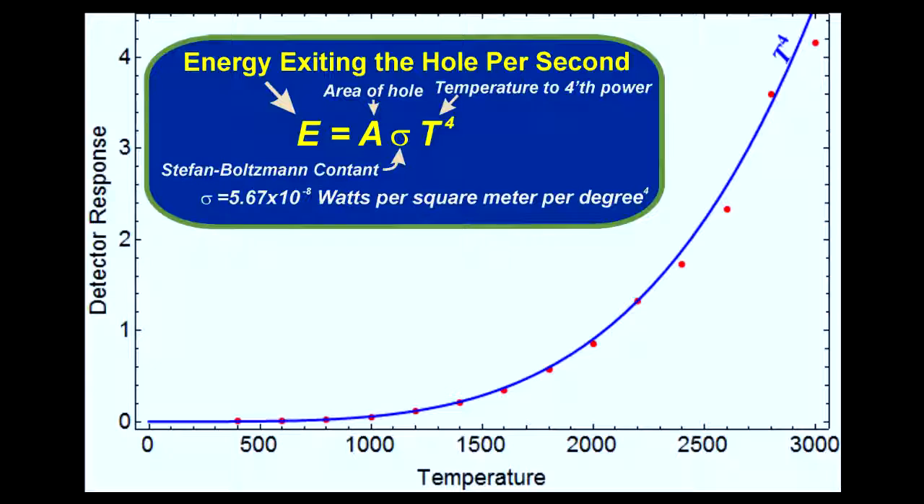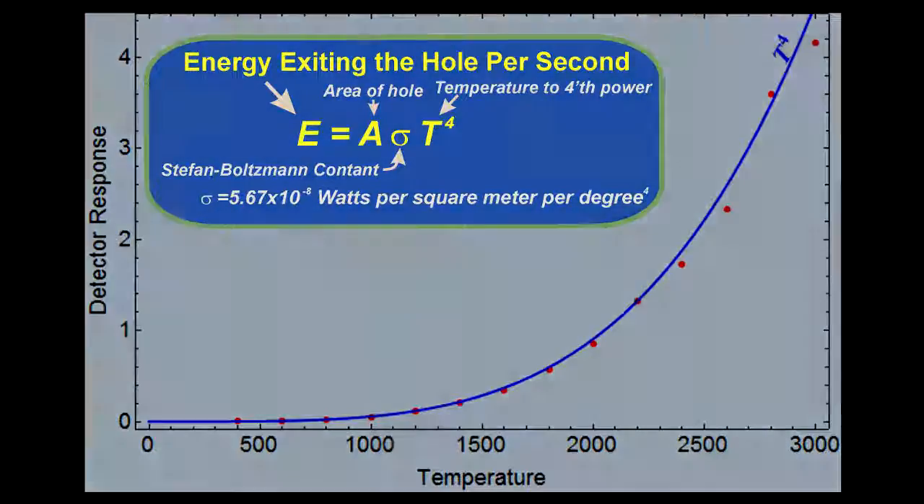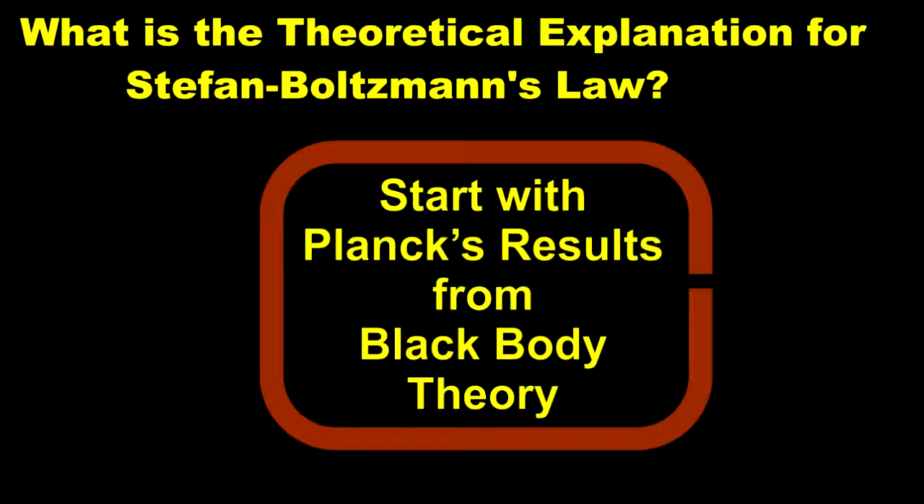This is Stefan-Boltzmann's law, as originally formulated in 1880 from the best fit to the experimental data. It had no theoretical explanation. Theoretical physicists now had the task of explaining the law in terms of basic principles. The theoretical explanation came as an immediate result of Planck's blackbody theory. Here's how the logic went.